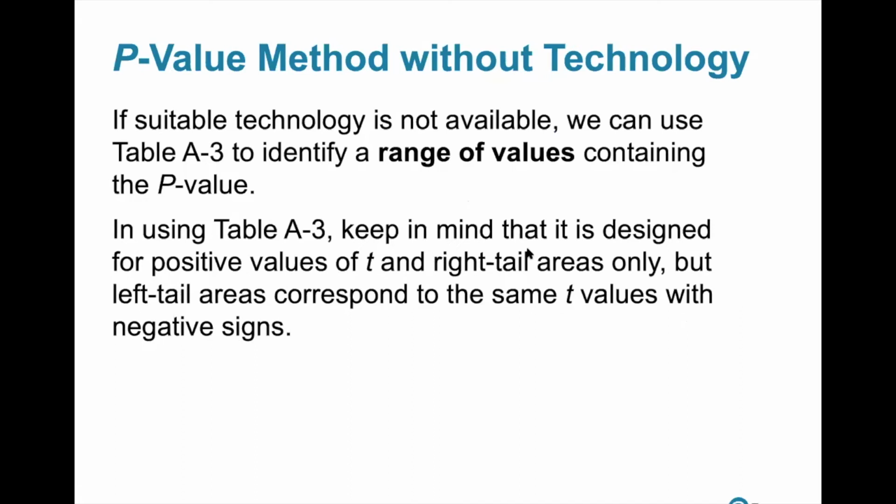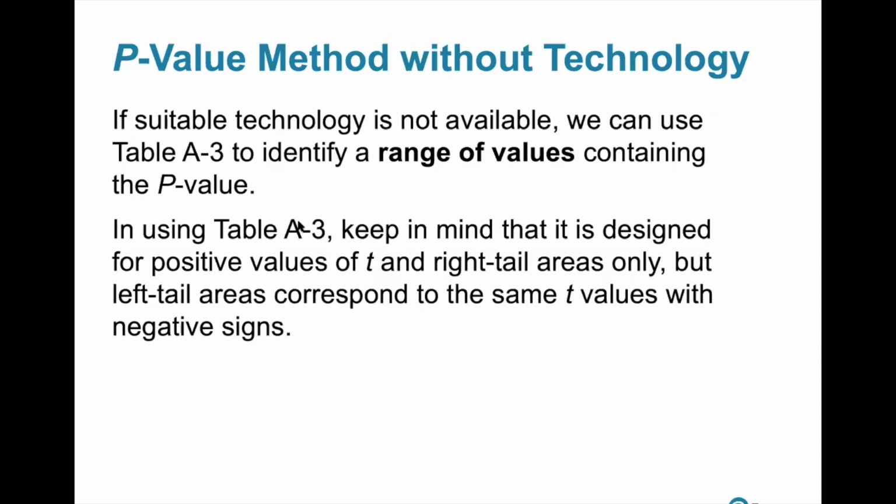If suitable technology is not available to find the p-value, you can use table A3, but again, this is only to identify a range of values containing the p-value. In using table A3, keep in mind that it is designed for positive values of t and right tail areas only. So in the case of a left tail test, you have to use the fact that the t distribution is symmetric.